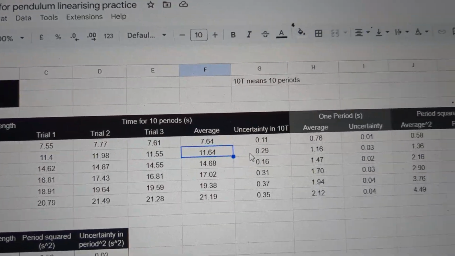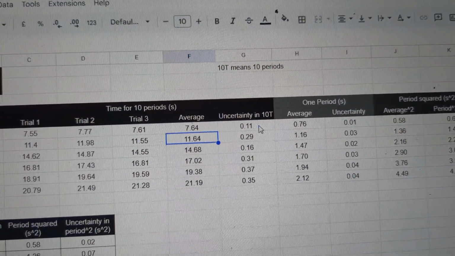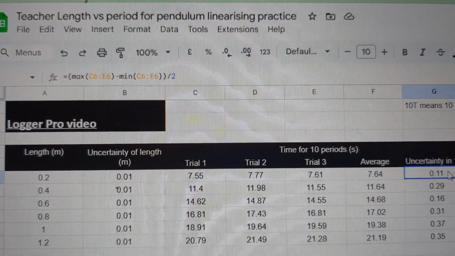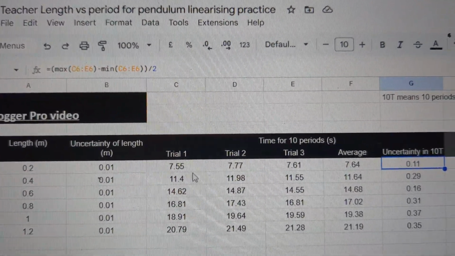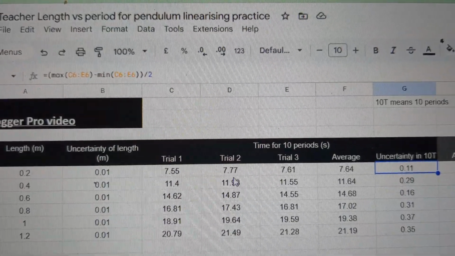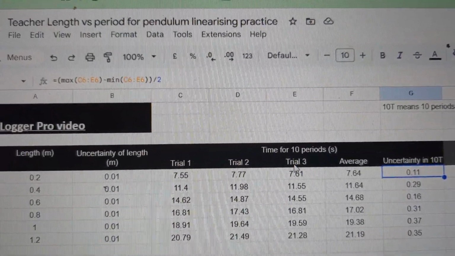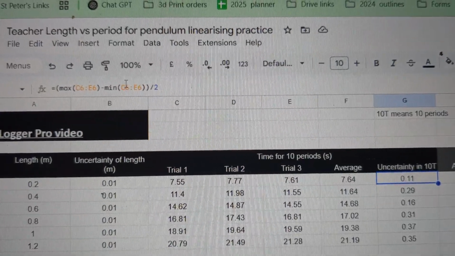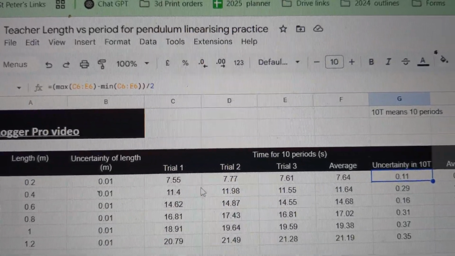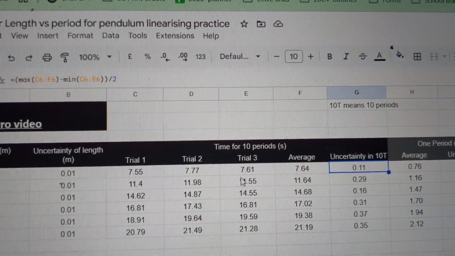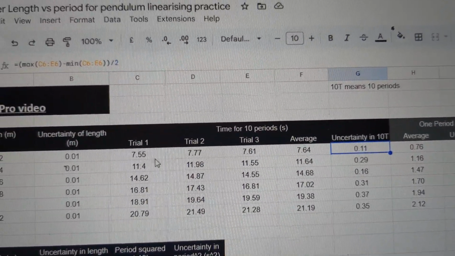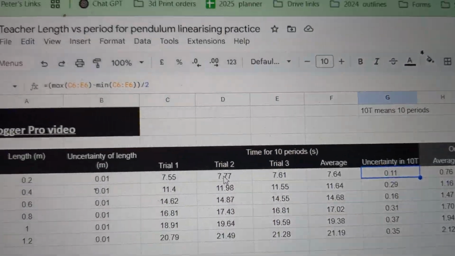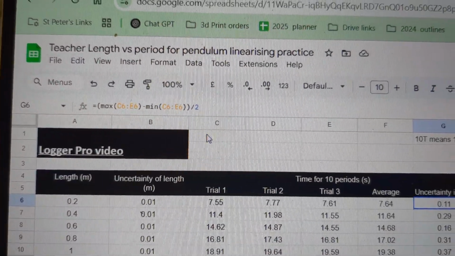Okay. Now, the uncertainty in these 10 periods is the first of the formulas that you're really going to have to take a look at. What this is saying is it's looking at these values, finding the largest value inside here, minusing the smallest value, and dividing it by 2. So it's effectively the uncertainty in 10 periods. That's just saying the uncertainty is half of the range of the values that you've got. That is the way that you do the calculation for that.